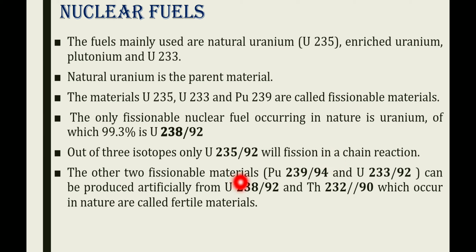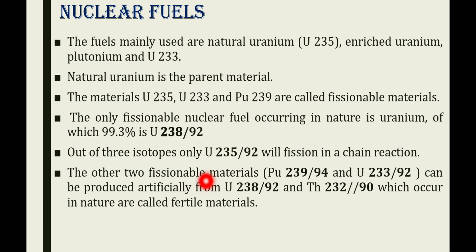The other 2 fissionable materials, which are those? Plutonium-239/94 and uranium-233/92 can be produced artificially. From which material? From uranium-238/92 as well as thorium-232/90. From these materials, the 2 fissionable materials are produced artificially. Which are those? One is plutonium-239/94 and one more is uranium-233/92. So these are the different kinds of materials used in the nuclear power plant.